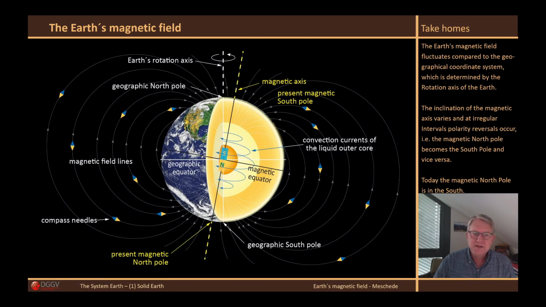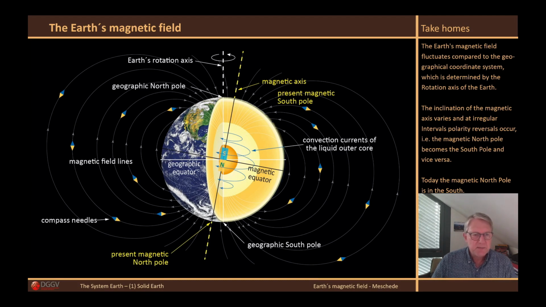I emphasize the term magnetic North or South Pole because in this figure you can see that today's magnetic North Pole is actually close to the geographical South Pole. This is a fact that is unfortunately repeatedly misrepresented even in textbooks and many illustrations on the internet. I've even seen it as a mistake in a geophysics textbook. So let's remember that today the magnetic North Pole is near the geographical South Pole.